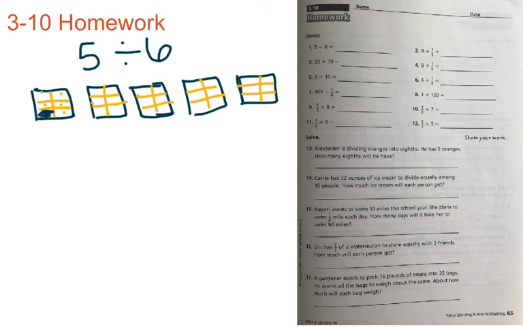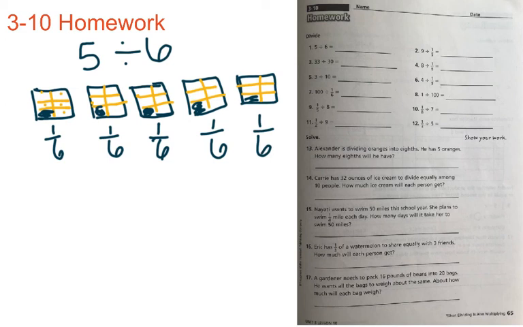So they're going to get 1/6 here, they're going to get 1/6 here, 1/6 out of here, 1/6 out of this piece, and 1/6 out of the last piece. And so what you need to do then is just add them, and you have 5/6.